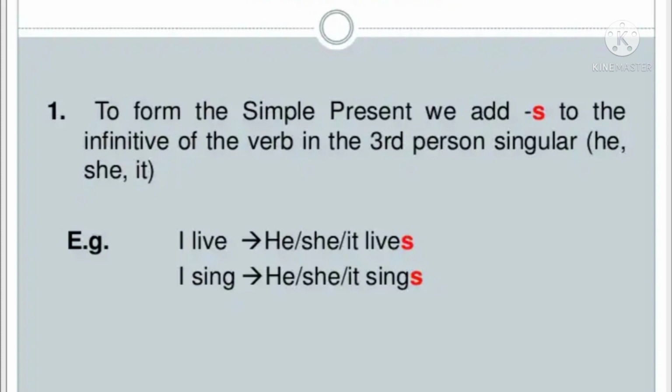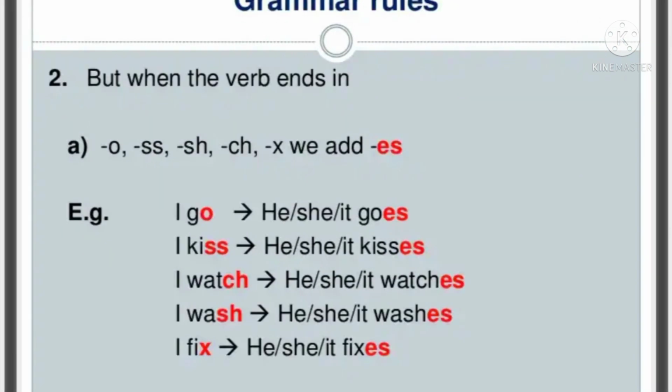Regarding the structure of simple present tense, we add s or es in order to form verbs in third person singular. For example, I live, that is simple present tense. They live, you live. But when it comes to third person singular, that is he, she, or it: he lives, she lives, it lives. So with third person singular we use s or es along with the verb. Keep it in your mind.